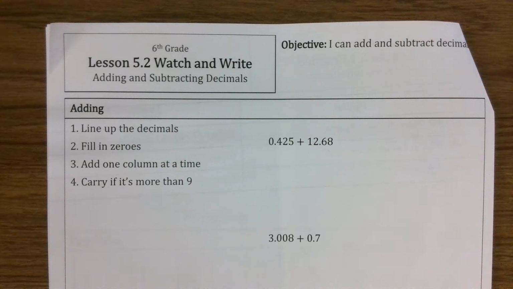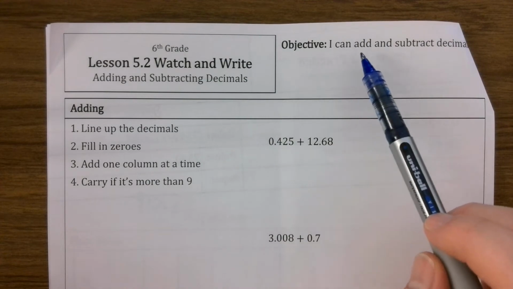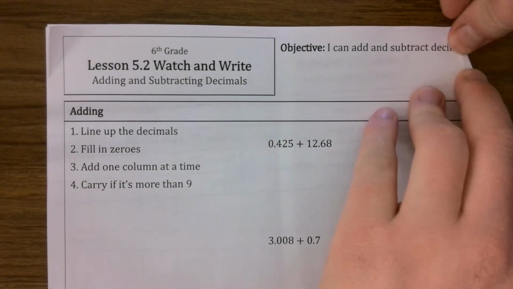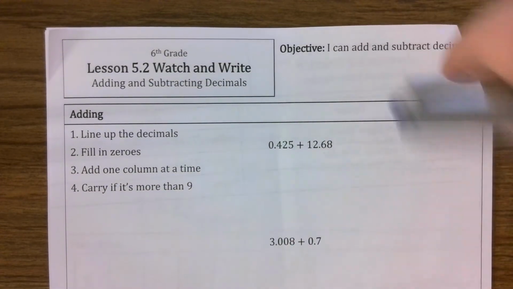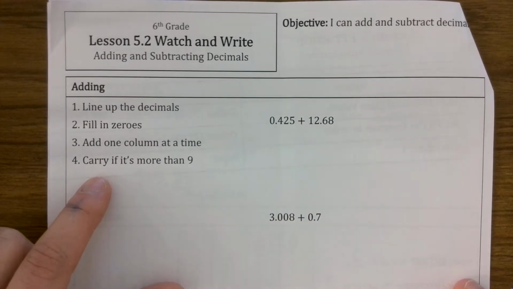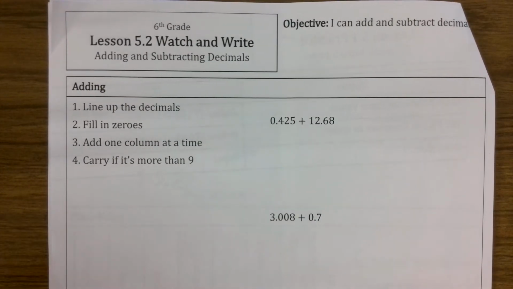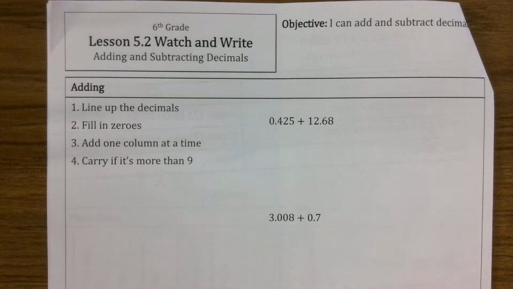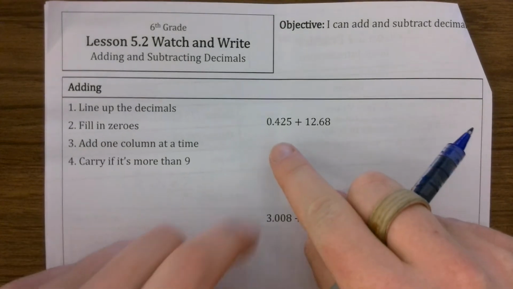All right, welcome to lesson 5.2, adding and subtracting decimals. The objective for this lesson is that I can add and subtract decimals. Let's start with adding. These steps are very similar to the ones we looked at in the pre-module review. There's just one extra step. We're going to fill in some zeros. So here's our first example problem.